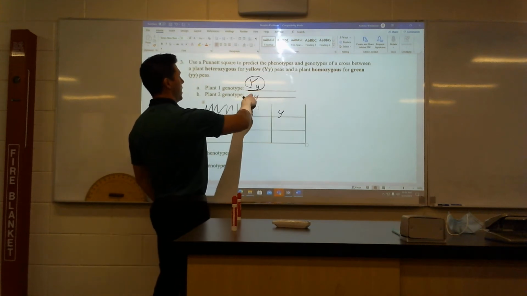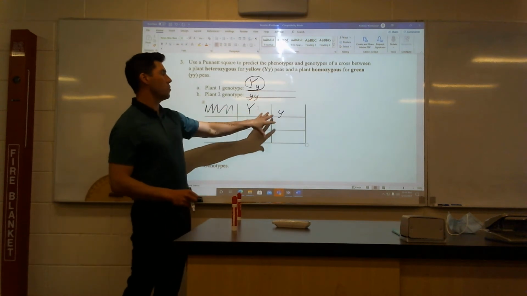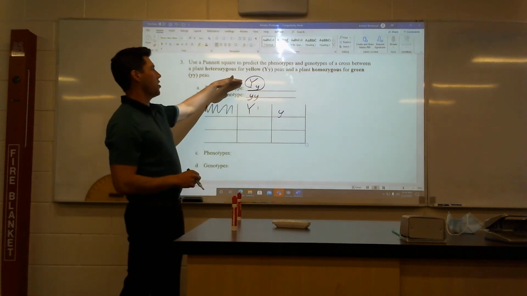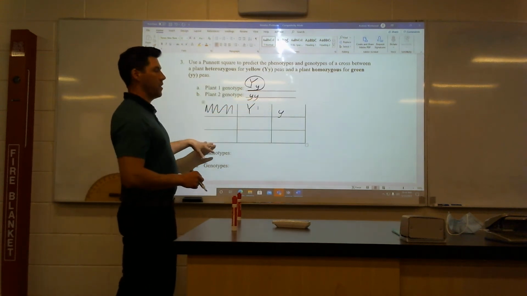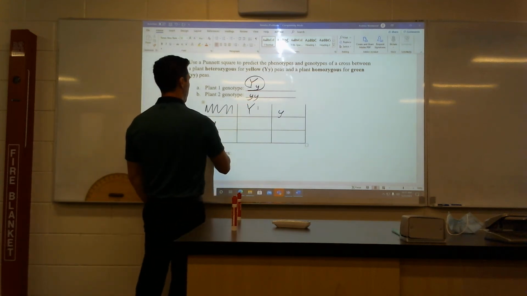Okay? This plant is going to go on the side, and it doesn't matter if you put the top one on the side and this one here. It'll work out the same anyways. I just always usually put the top one on the top, the second one on the side. It has 2 little y's, so I'm going to put little y right here, little y right here.